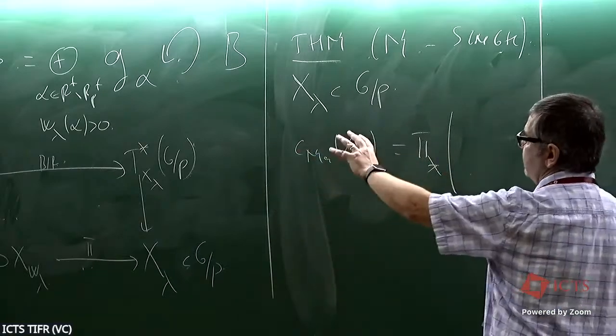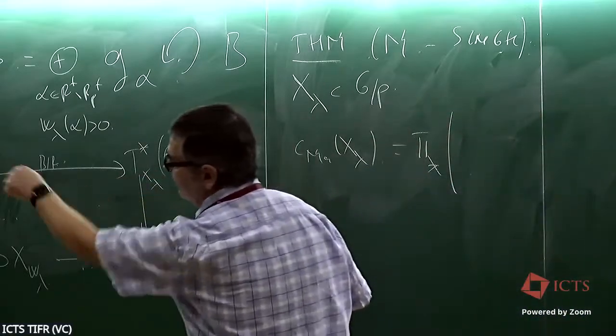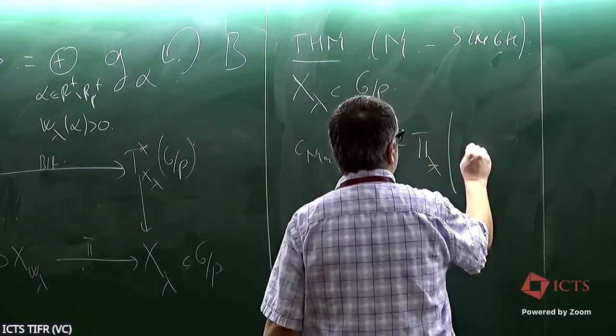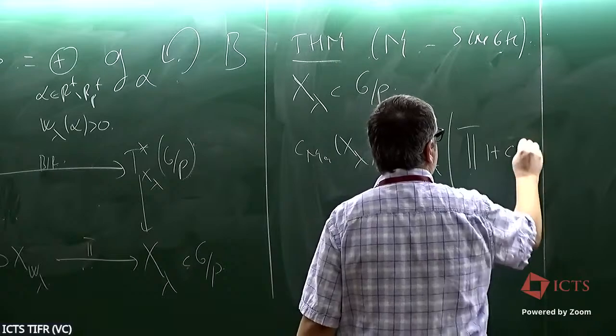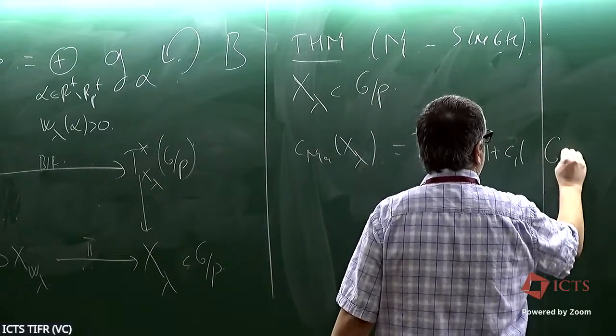This is the conormal space. You still have to deal with the first part of those two facts. So what you will get in the end is going to be the product. It's going to be 1 plus the first Chern class of the homogeneous bundle.